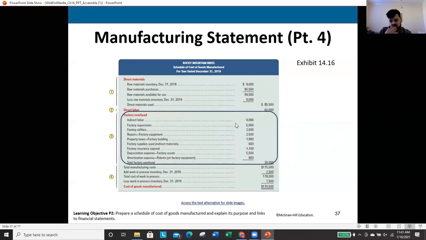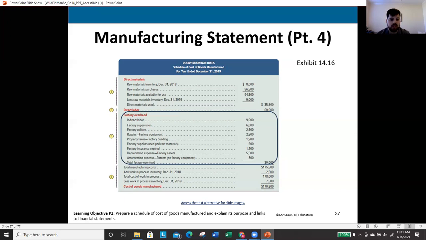Factory overhead tends to be everyone's least favorite because there's a lot of stuff that falls in here. Now, remember the rule though, and it's not too bad. If it is related to production in any way, and it is not direct materials or direct labor, it is a factory overhead item. So this is things like indirect labor and factory supervision, utilities on the factory, because how can you produce your product without, for example, electricity? You can't.